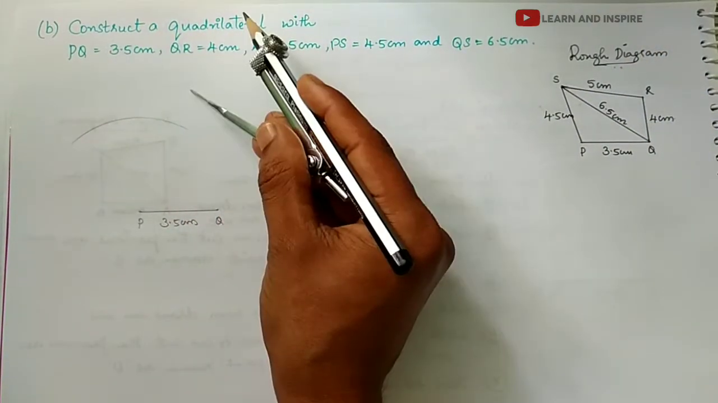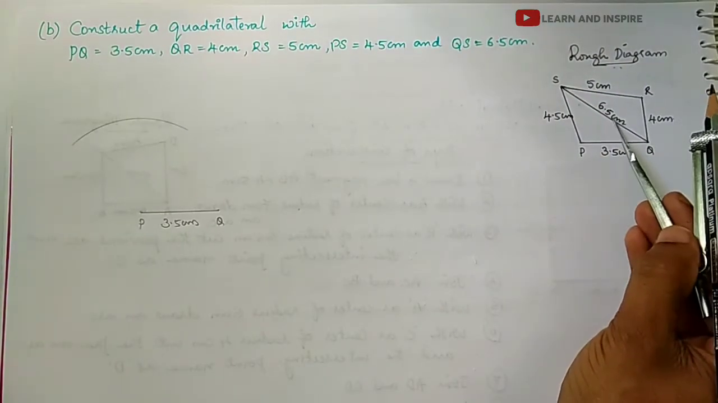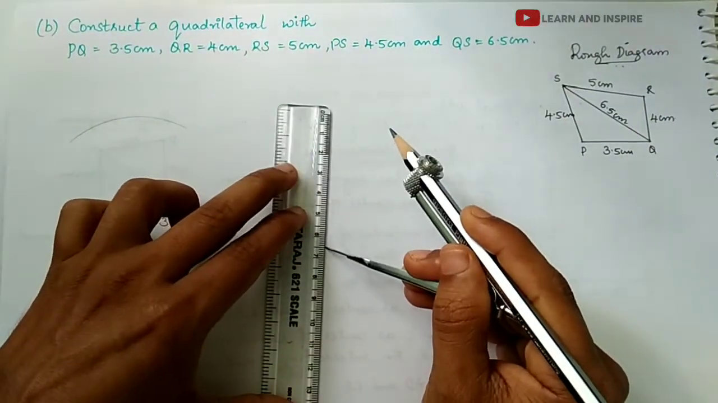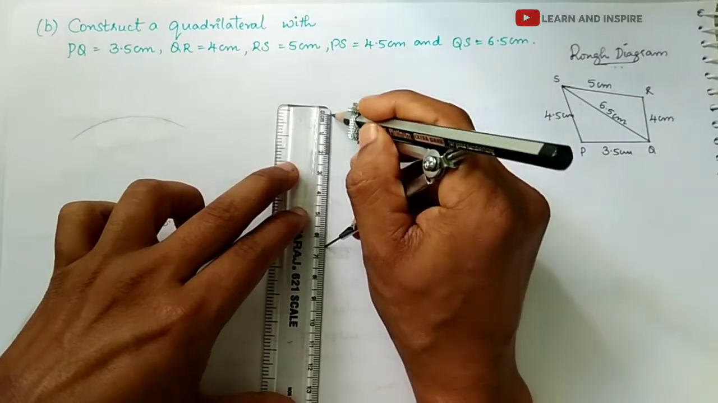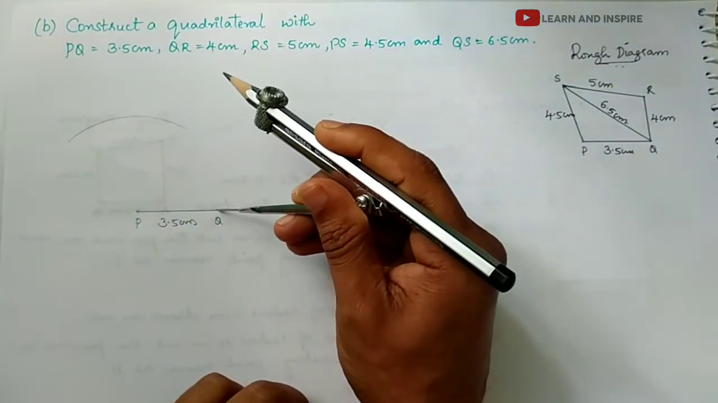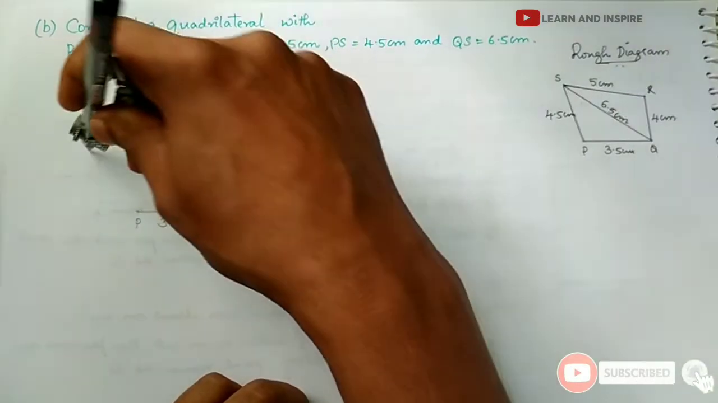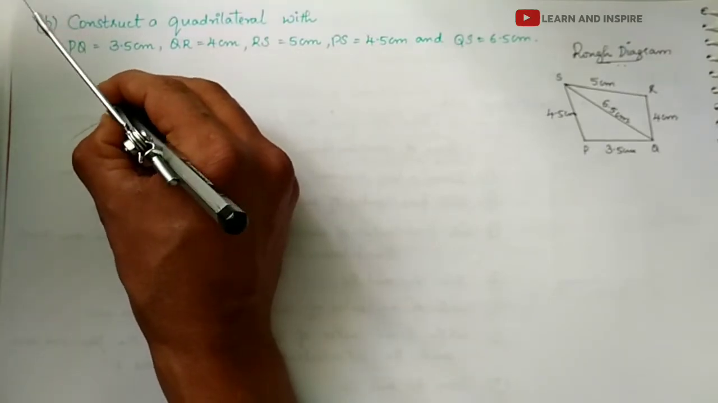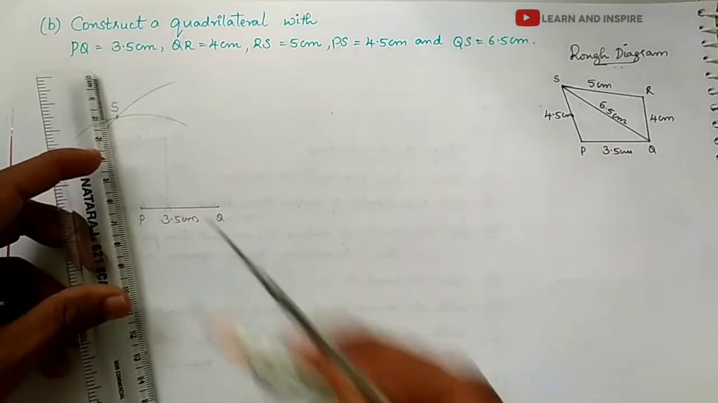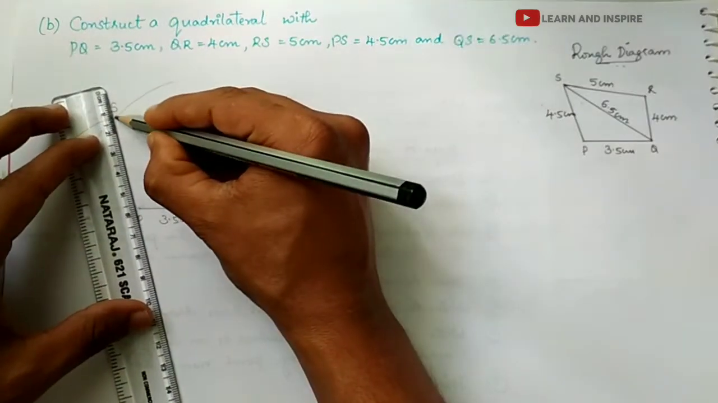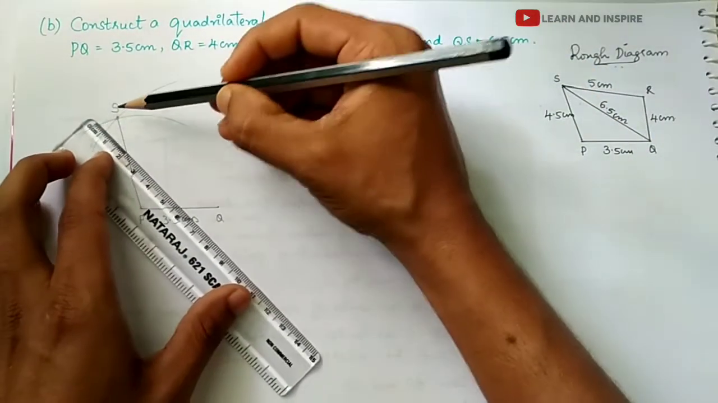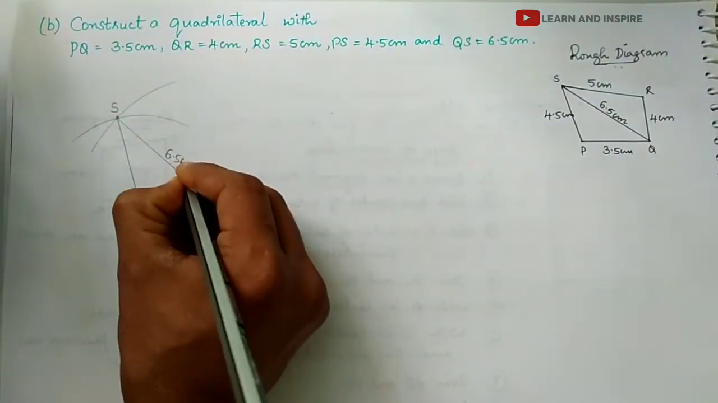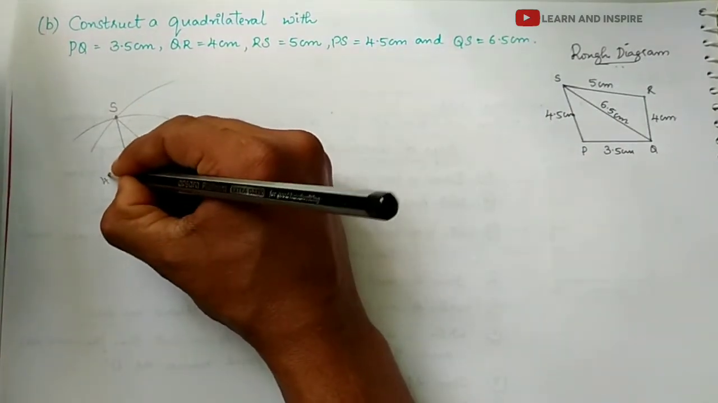So we have to cut this arc by taking radius of 6.5 centimeters with the Q as center. Okay, so I take a measurement of 6.5 centimeters. So here is 6.5, exact 6.5. So with the Q as center of radius 6.5 centimeters, cut the previous arc. Okay, and the intersecting point name as S. Now we can join PS and QS. So this is 6.5 centimeters and this is 4.5 centimeters.